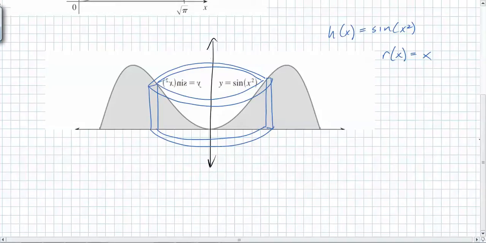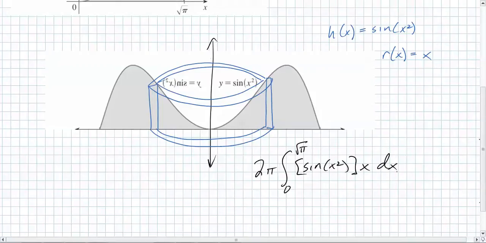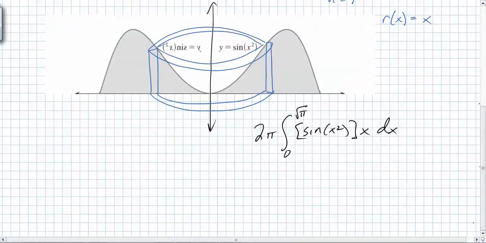So what was that formula, or not formula, but what should the integral be? 2 pi from what to what? 0 to root pi of sine of x squared times what? X dx. Nice. And now can you evaluate that decently easily? Yeah, what do you have to use to integrate this? You have to use u substitution.